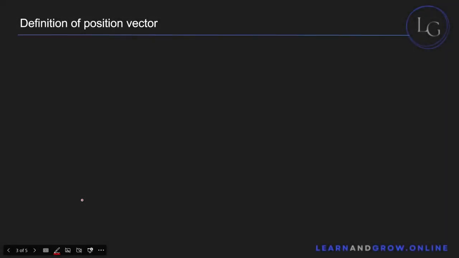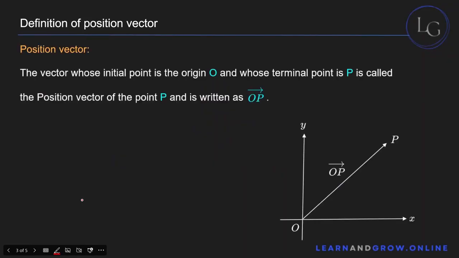Now let's discuss the definition of a position vector. So it's really simple. The vector whose initial point is at the origin O and whose terminal point is P is called a position vector of point P, and it is written as OP. Simple. There's nothing more to it.